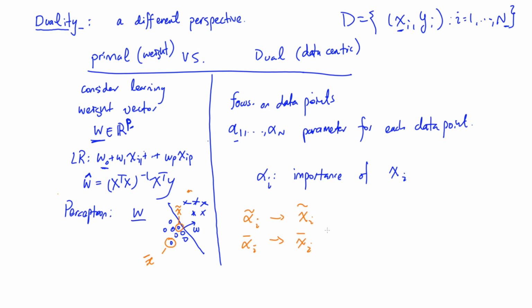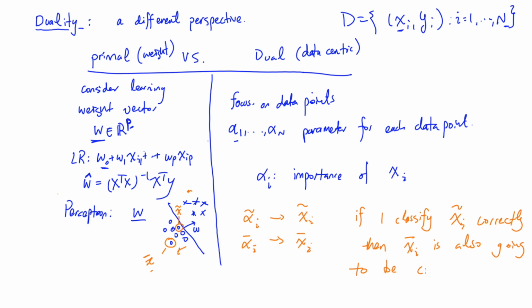Now the question is, which of these two data points is more important for your model? Well, you can see that x bar is really deep inside of the class, right? Whereas x tilde is right on the margin, right on the edge. So in other words, you can think about this: if I classify x tilde correctly, then x bar is also going to be classified correctly, right?